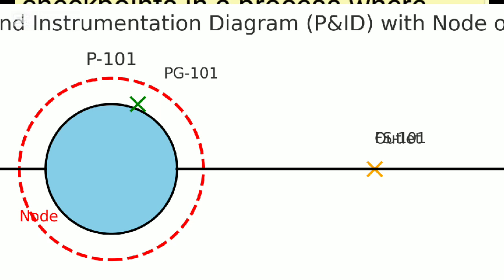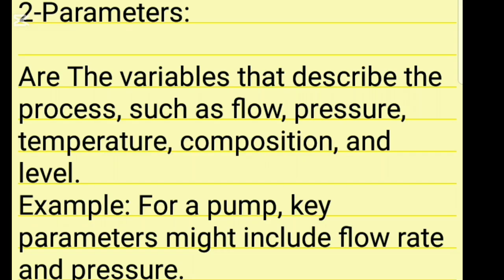The next term is parameters. These are variables that describe the process, such as flow, pressure, temperature, composition, and level. For example, for a pump, key parameters might be flow rate and pressure.